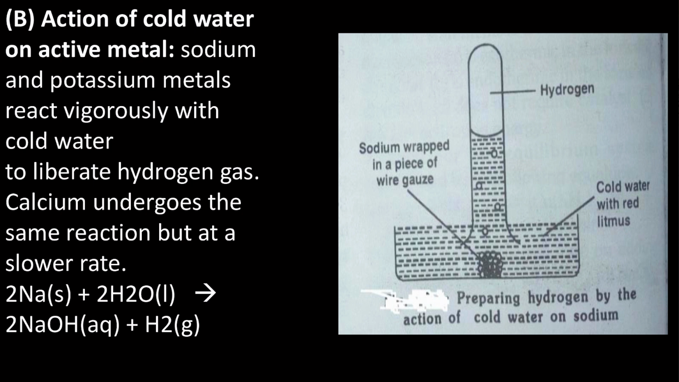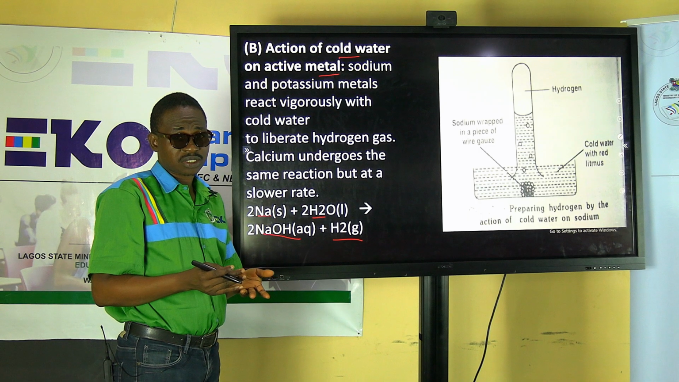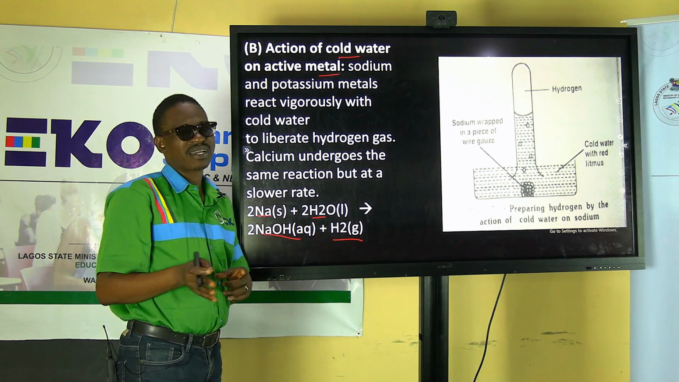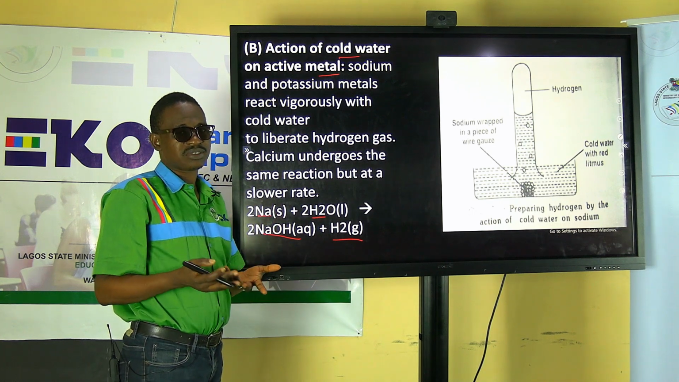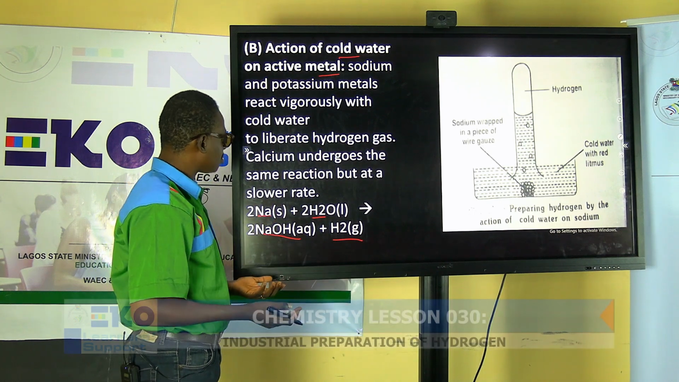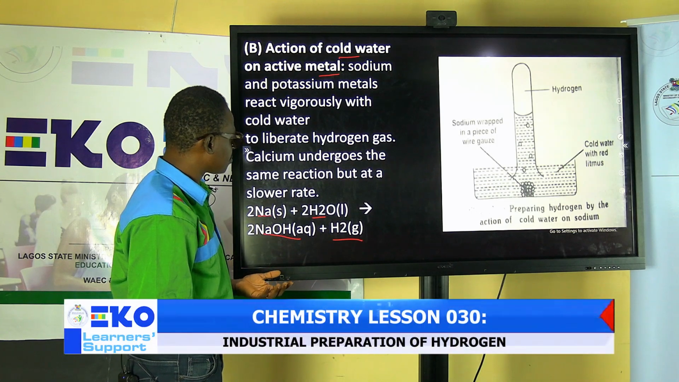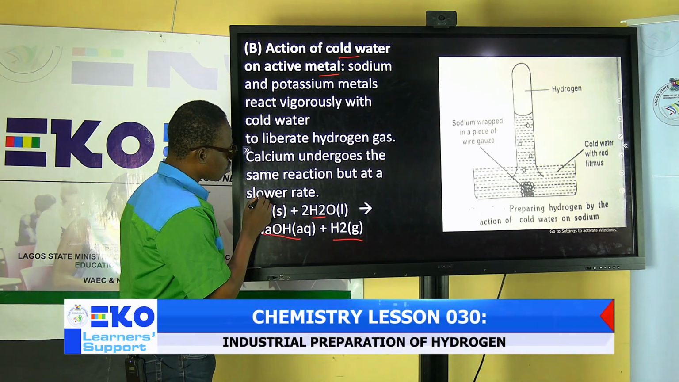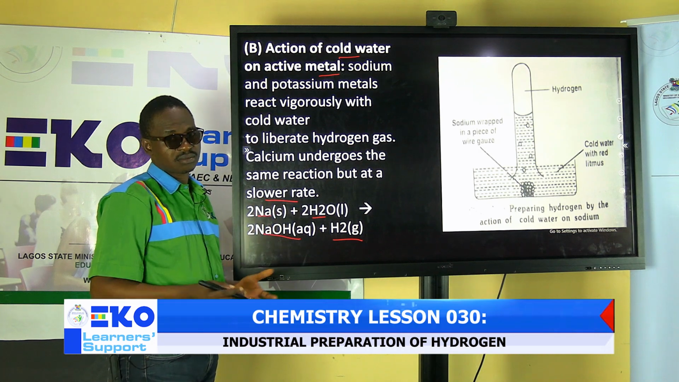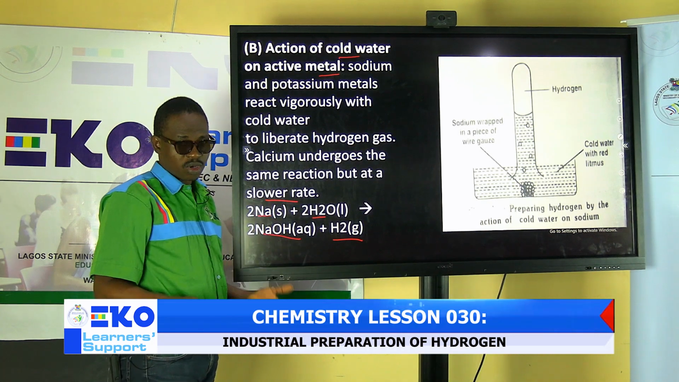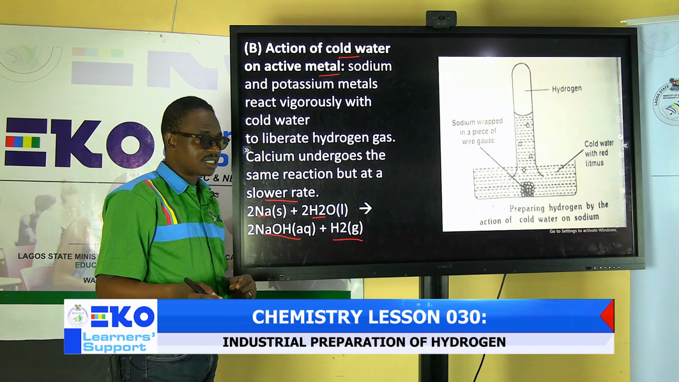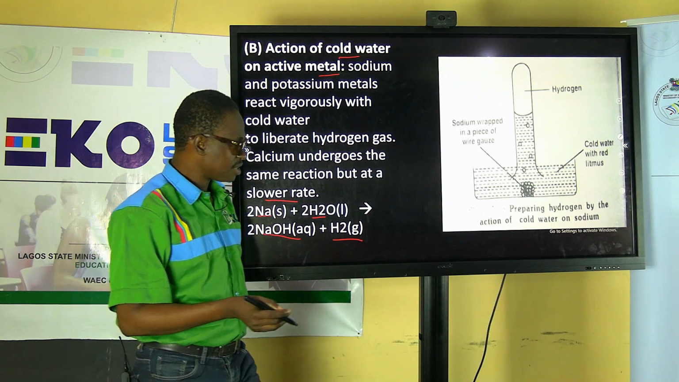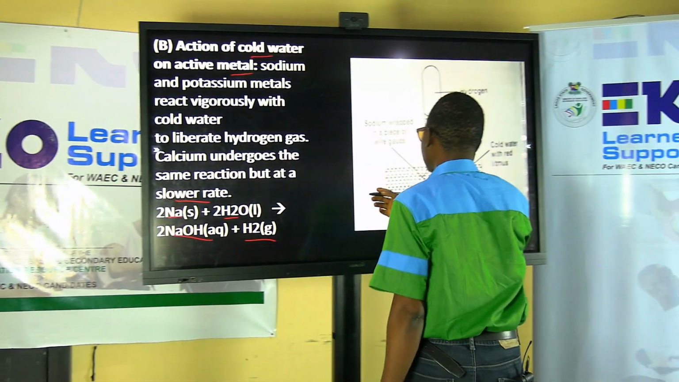But if you have to reduce the reactivity of this reaction, instead of using a very reactive metal, you can decide to use calcium. Calcium will still give you the answer, but in this particular case at a slower rate. So it's fine. What you want to achieve, you still get it done. Therefore, this reaction is another way.